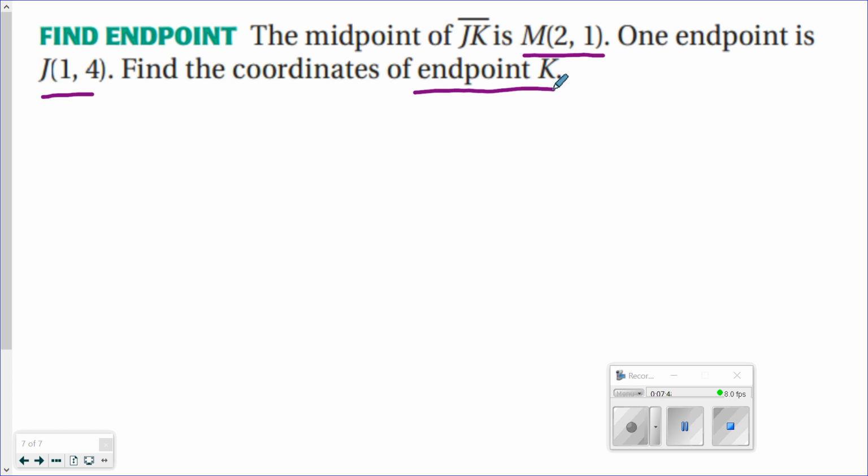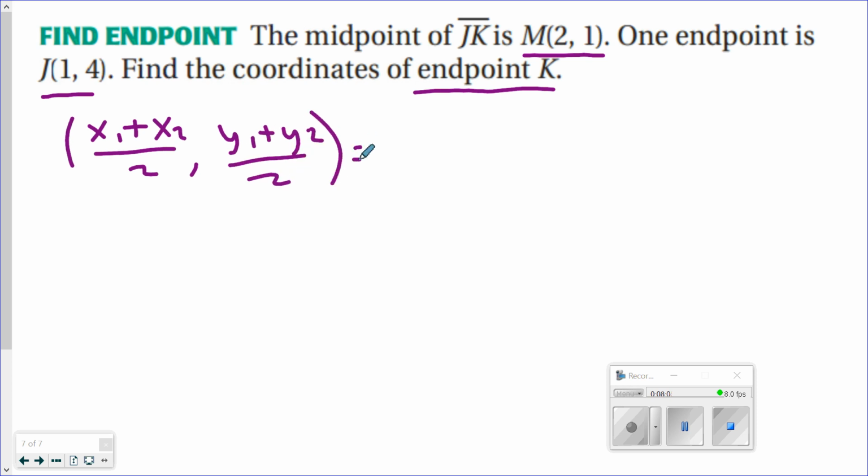All right, so I'm going to write the midpoint formula up here. So we know x1 plus x2 divided by 2, y1 plus y2 divided by 2, is going to equal our midpoint, which I'm just going to call xm, ym. So the x coordinate of the midpoint, the y coordinate of the midpoint.